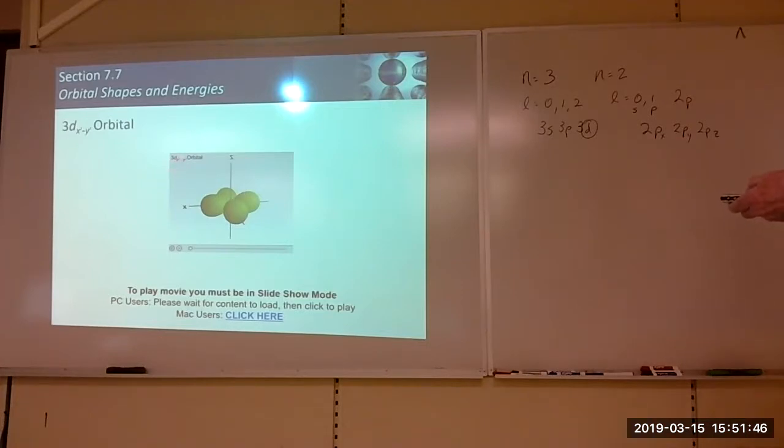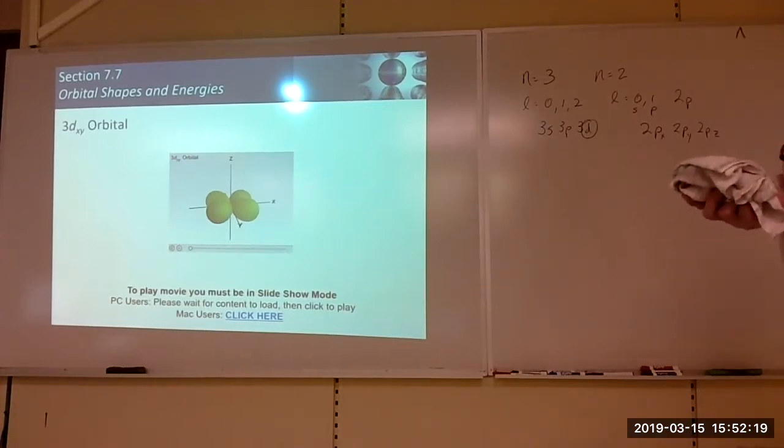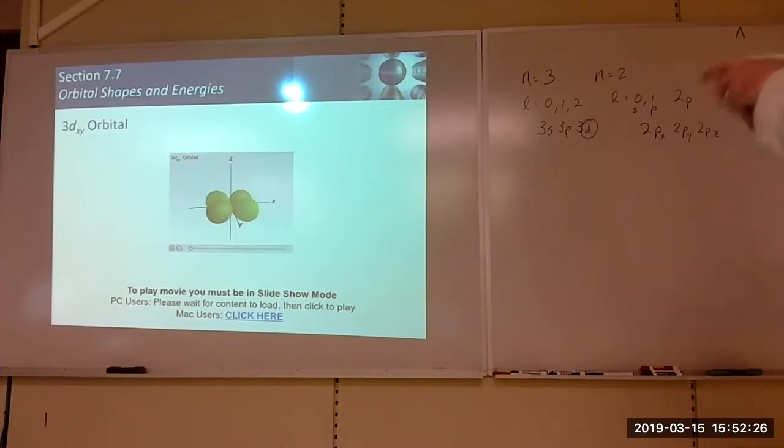So now we're talking about d's, right? So l equals 2, and that means you can have minus 2, minus 1, 0, 1, and 2. You can have five possible orientations. This is one of them, the x squared minus y squared. The 3dxy orbital has a linear shape that lies in the xy plane and bisects the x and y axes. These are all developed by the quantum mechanical model, and these are theoretical positions, regions of space, where you might find electrons occupying that orbital. It could be anywhere in there. The 3dxz orbital has a closed loop shape that lies in the xz plane and bisects the x and z axes.